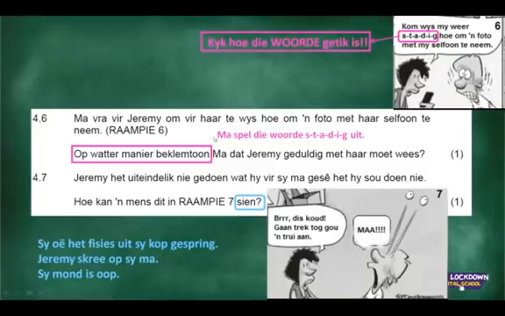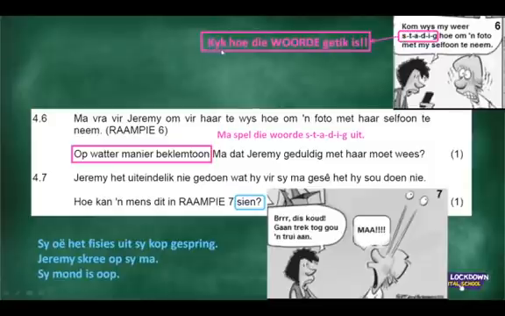Ma vra vir Jeremy of hy haar kan wys hoe om 'n foto met haar selfoon te neem. Op watter manier beklemtoon ma dat Jeremy geduldig met haar moet wees? In which way does the mom emphasize that Jeremy has to be patient, geduldig, with her? So, ma spel die woord stadig uit. Okay. So when she says slowly show me how to take a photo with a cell phone. Okay, it's the way the word has been typed to indicate to us that she wants him to show some patience.